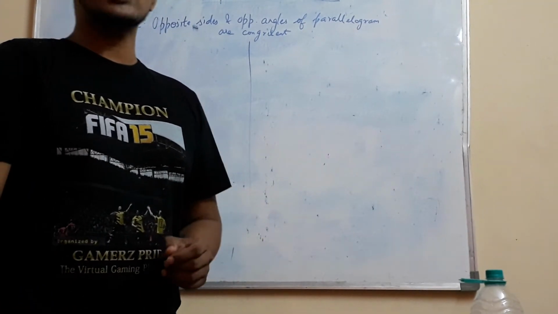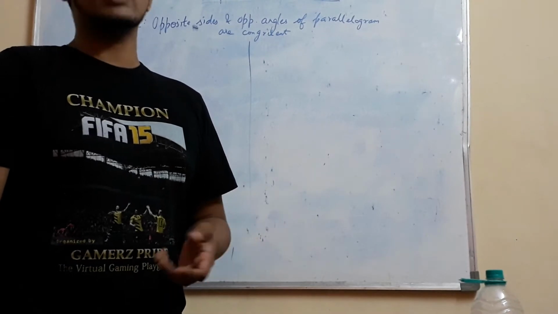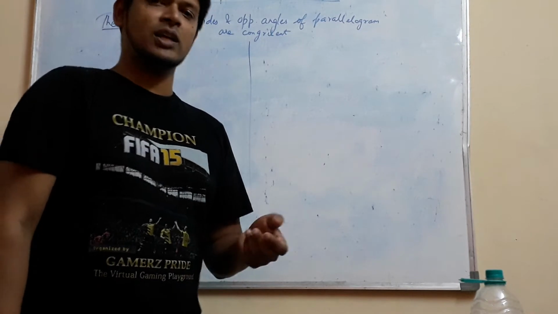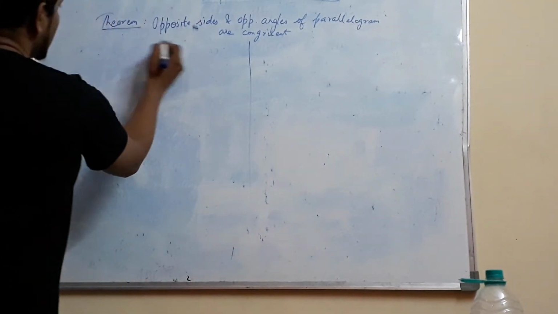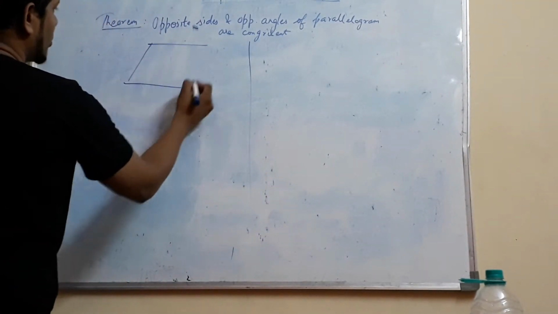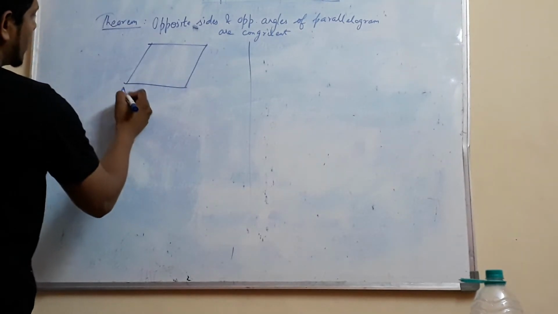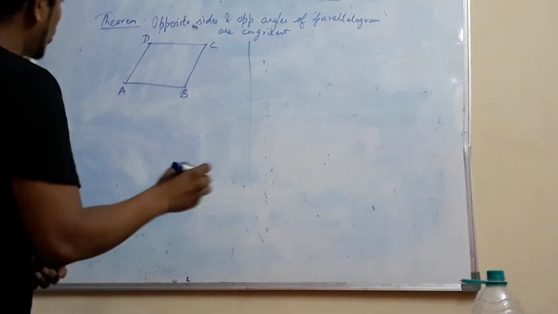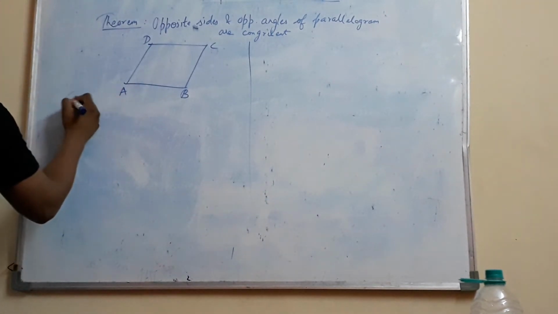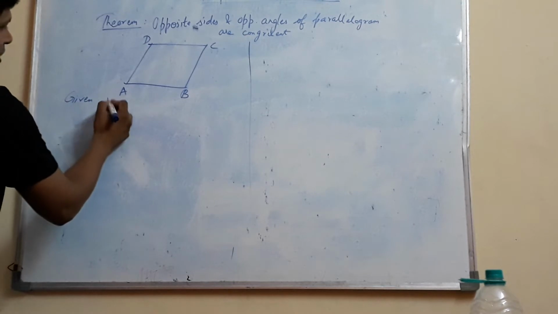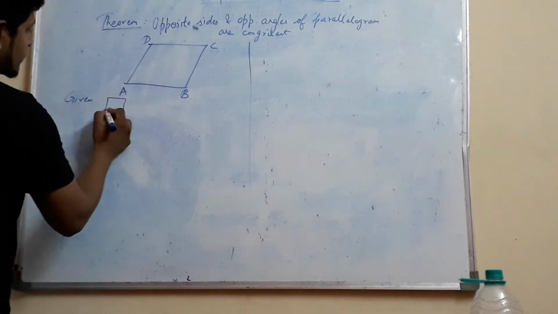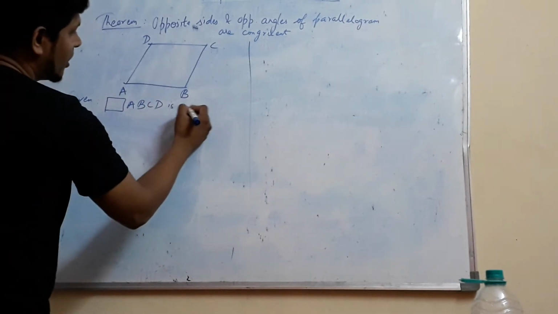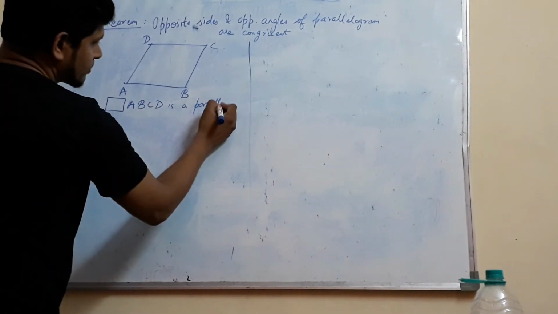So, first let us start by making a parallelogram and giving the names. And after we assign the names, then we will write the given. So, this is a parallelogram and let us name it A, B, C and D. So, with that, let's write the given. Given is that quadrilateral ABCD is a parallelogram.